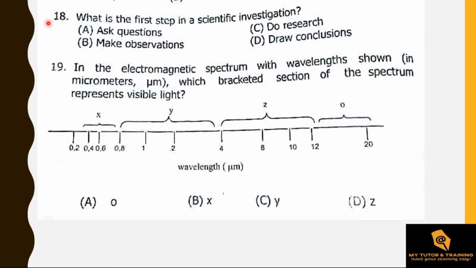So for question number 18, the first step in scientific method, or scientific investigation, is making observations. Making observation is the first step in scientific investigation.